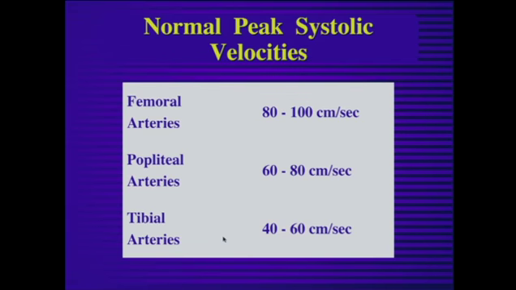The normal peak systolic velocity range for the peripheral arteries is typically about 80 to 100 centimeters per second in the femoral arteries, and there's a slight reduction in velocity as we move down the extremity. The velocity range in the popliteal artery is approximately 60 to 80 centimeters per second, and in the tibial arteries we'd expect velocities approximating 40 to 60 centimeters per second.